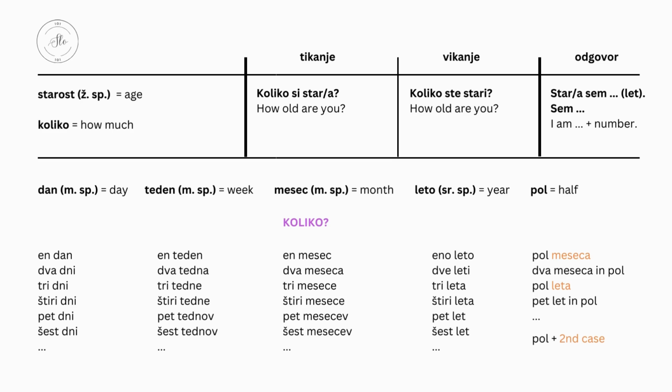Then we have leto. Eno leto. Dve leti. Tri leta. Štiri leta. Pet let. Šest let. Last but not least, I included the word pol, which means half. When we use the word pol, the noun that follows has to be in the second case. And we say, for example, pol meseca, pol leta. Or if we have a whole number and a half, we say, for example, dva meseca in pol, pet let in pol. So first we say a whole number and then we add pol at the end.